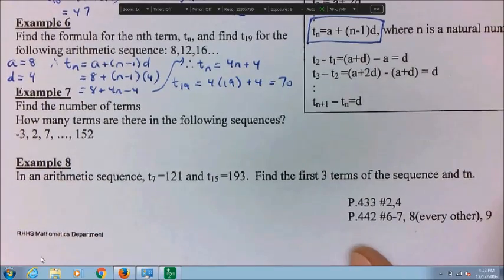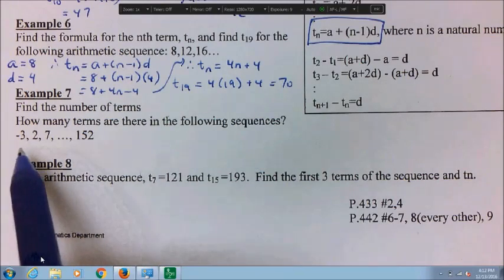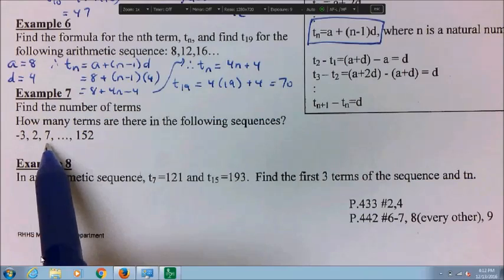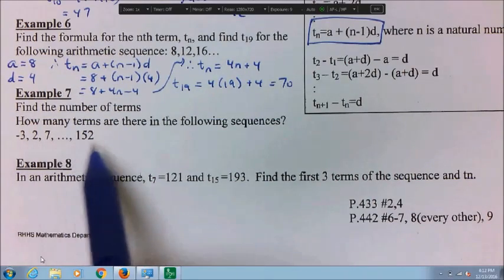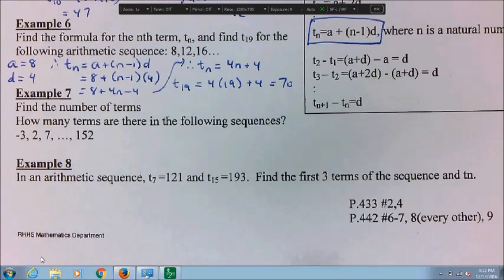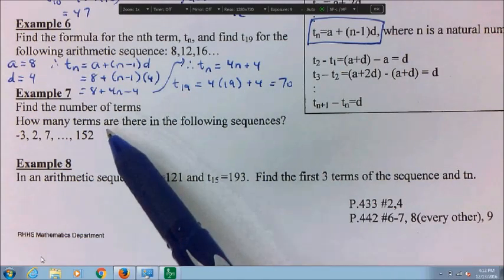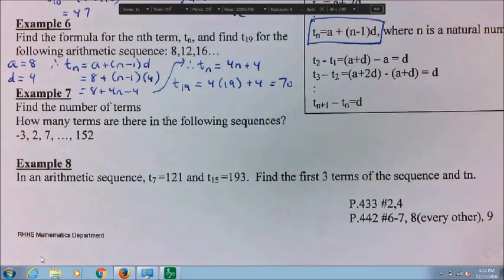Okay, example 7. It says find the number of terms. How many terms are there in the following sequence? So here's an example where they list the sequence. We can still get the a and the d, but they're telling us how many there are. So instead of telling us what the n is that they want, like here they wanted 19, they're asking us how many there are. So they're asking us to solve for n.